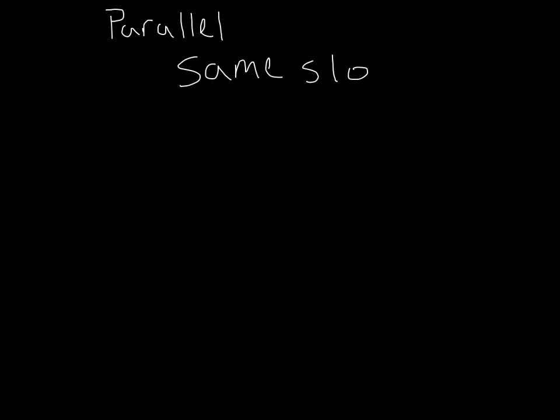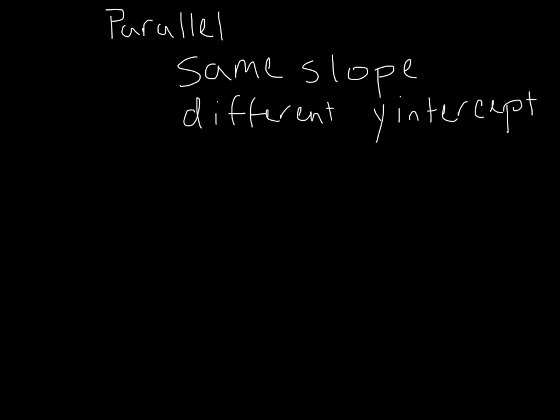Okay, so their slopes are exactly the same, but they have different y-intercepts, right? Because if they had the same y-intercept, they'd be the same line. Because it's got the same slope, it'd be starting at the same spot. It would be the same exact line. So, parallel lines have the same exact slope, but they have different y-intercepts. Alright, so that's the first thing you need to know.